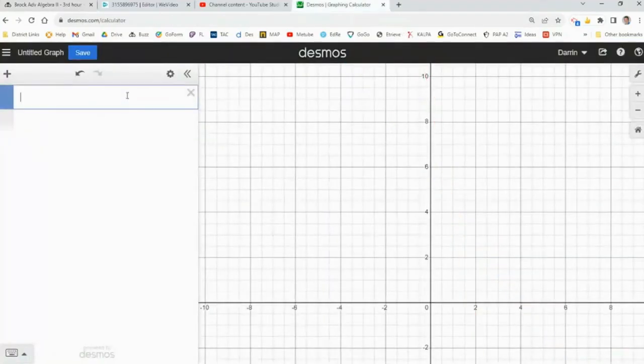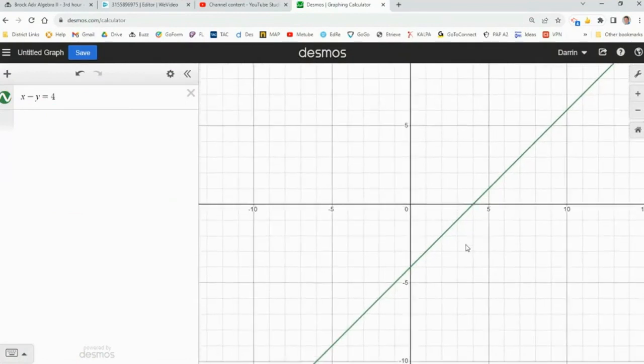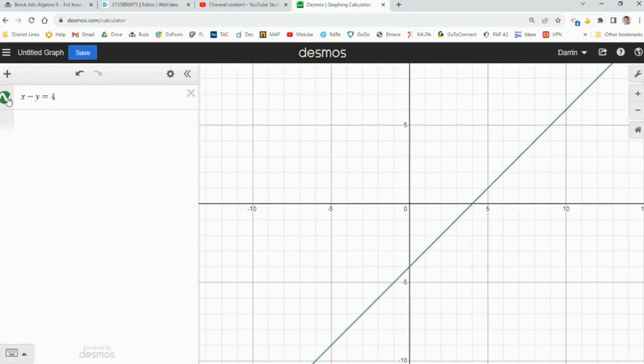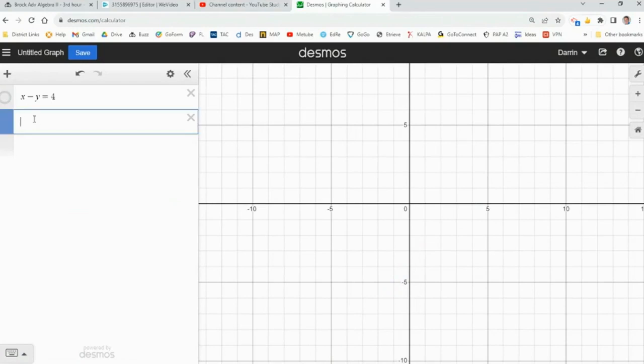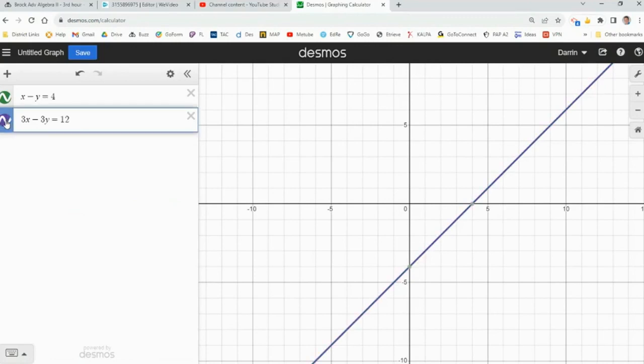Well, a hint towards that is, let's graph them both. So the first equation I said was x minus y equals 4. Okay, here's what the graph of that looks like. Let me turn that off and graph the second one. 3x minus 3y equals 12. There's the graph of 3x minus 3y equals 12. Now I turn the other one back on, the green one. Well, look, it's the same line.